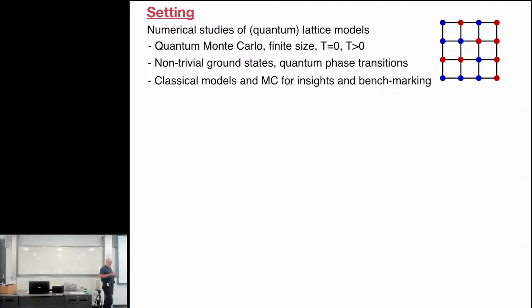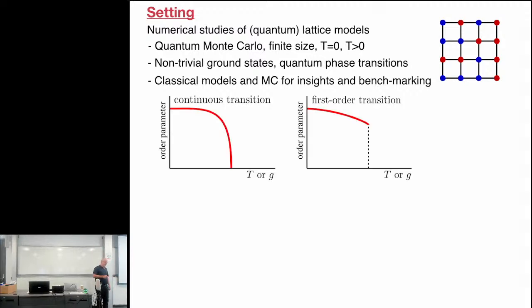Okay, so as I mentioned, sometimes we do classical simulations as well. Both because they are often a little bit simpler, so we can use them to get some insights and learn how to do things and benchmarking and so on. But in both the classical and quantum case, of course, we can have phase transitions as a function of the temperature or some parameter in the Hamiltonian, and we can have continuous or first order transitions.